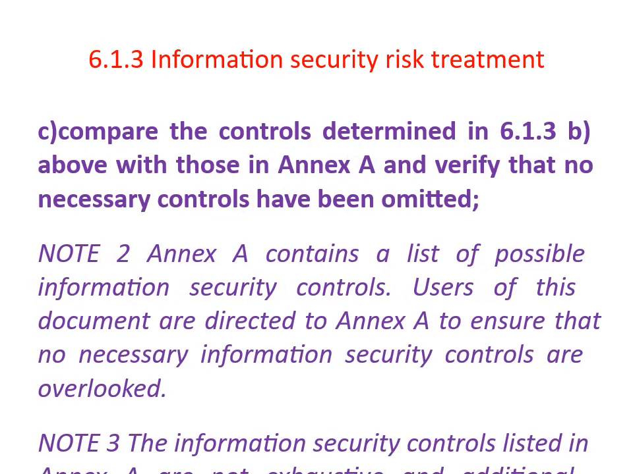The organization must prepare a statement of applicability, commonly known as the SOA. The SOA is one of the most important documents in ISO 27001. It contains selected controls, justification for inclusion, implementation status, reasons for excluding controls. Auditors frequently review the SOA during certification and surveillance audits.